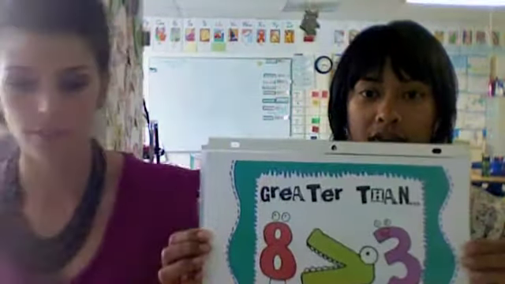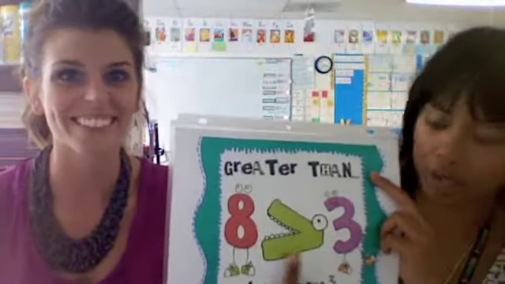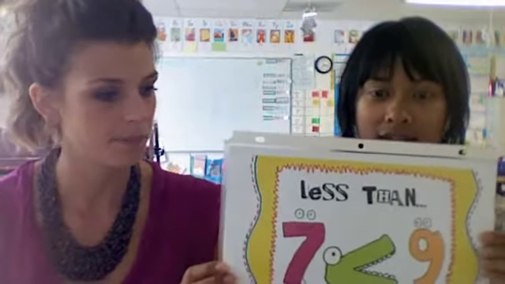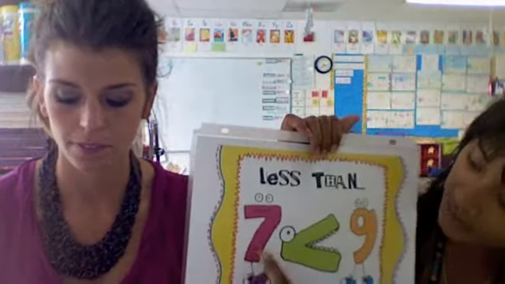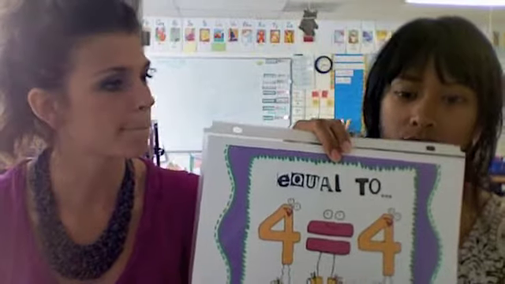Okay. All right, the next thing we went over was comparing numbers. And we used greater than, like 8 is greater than 3. We also did less than, so 7 is less than 9. And then we did equal to, or the same as. So 4 is equal to 4. So those are the signs.